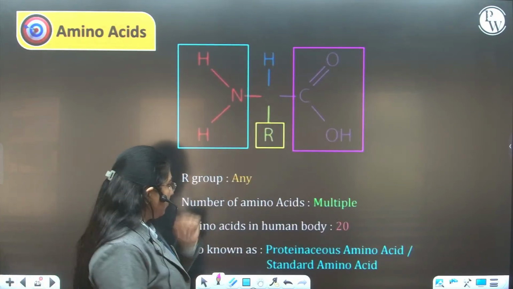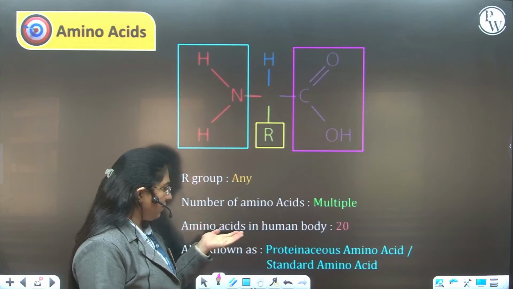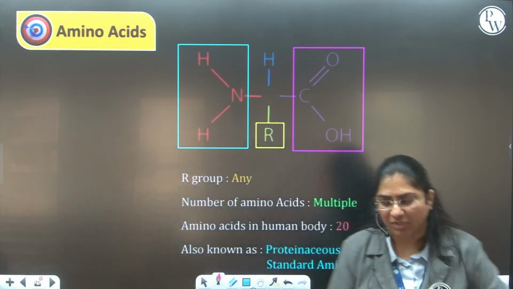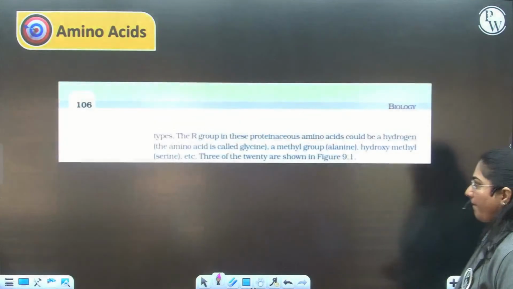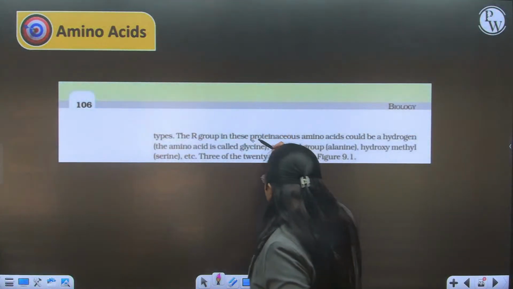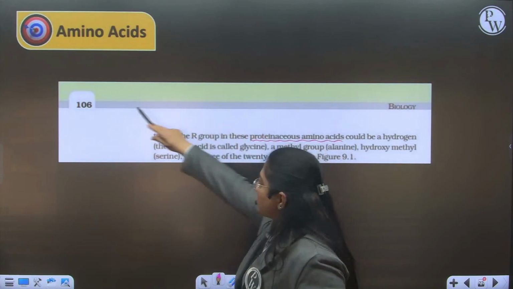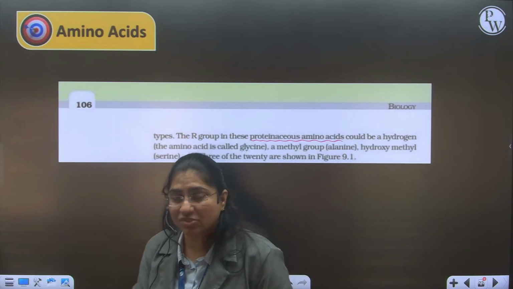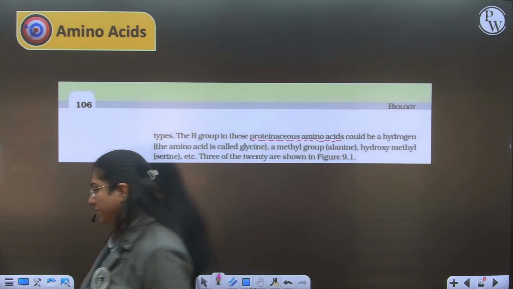So, the R group could be any, the number of amino acids is multiple, and in the human body there are 20, known as proteinaceous or standard amino acids. Now, the word proteinaceous amino acid is given on page 106 on the first line in NCERT, which some of the students tend to miss. So, be very careful with it, and mark it in your NCERT.